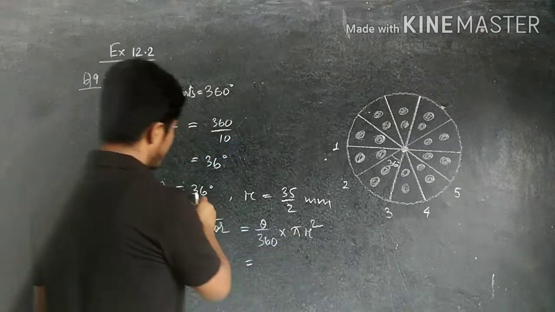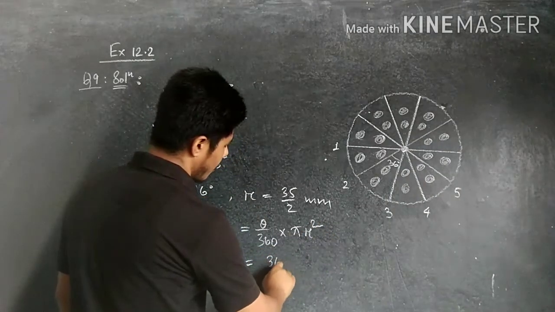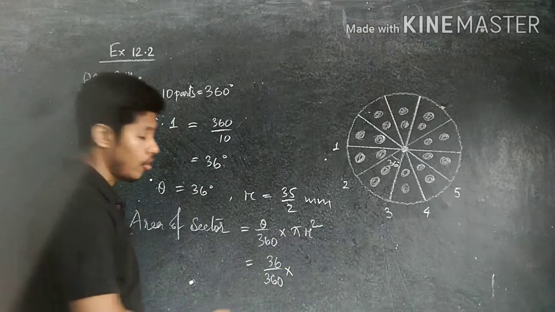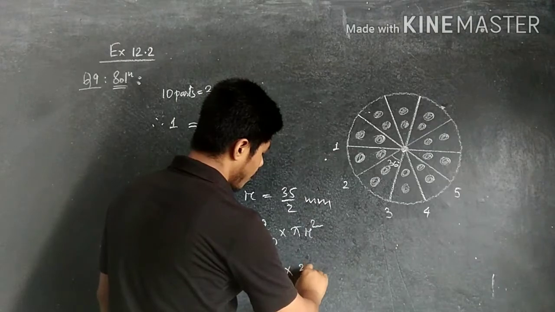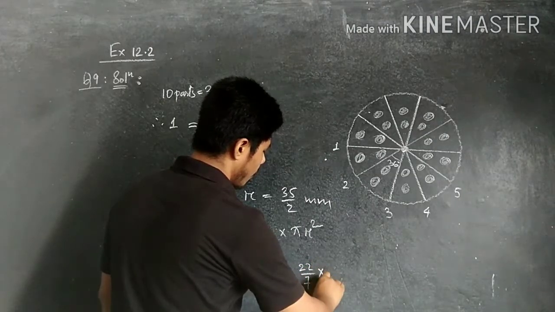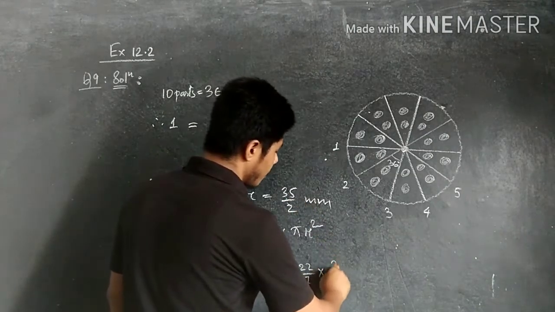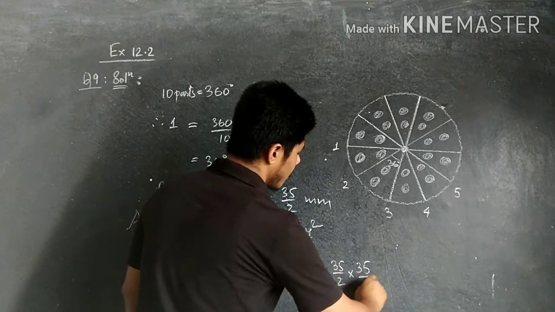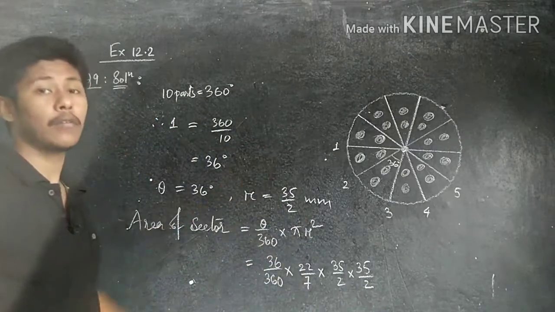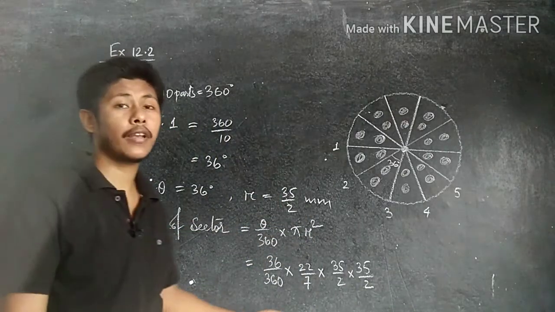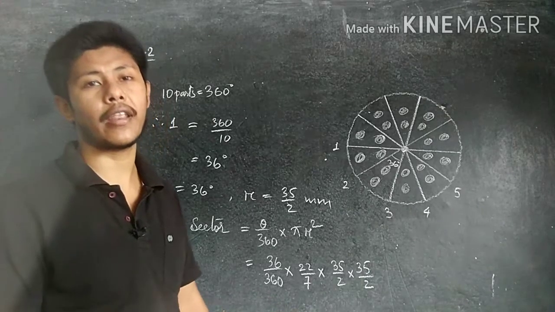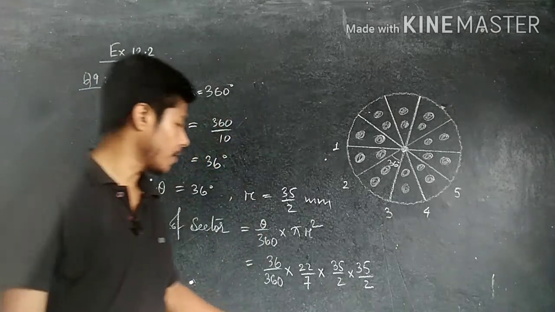So theta is how much? 36. So we have to write 36 by 360 into pi, which we can write as 22 by 7, into r square. R means what? 35 by 2, so we write 35 by 2 squared. And if you calculate this result, we get the area, isn't it? So in this way you can easily find the area from here. I think all of you understood this one.